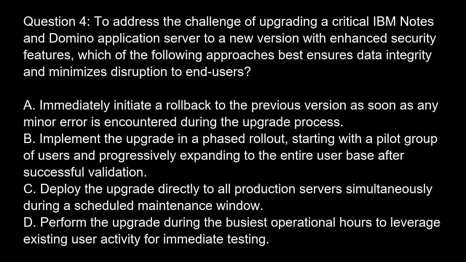Option A. Immediately initiate a rollback to the previous version as soon as any minor error is encountered during the upgrade process. Option B. Implement the upgrade in a phased rollout, starting with a pilot group of users and progressively expanding to the entire user base after successful validation. Option C. Deploy the upgrade directly to all production servers simultaneously during a scheduled maintenance window. Option D. Perform the upgrade during the busiest operational hours to leverage existing user activity for immediate testing.